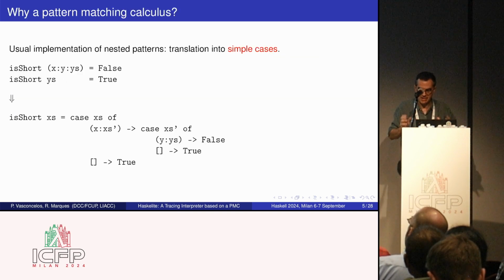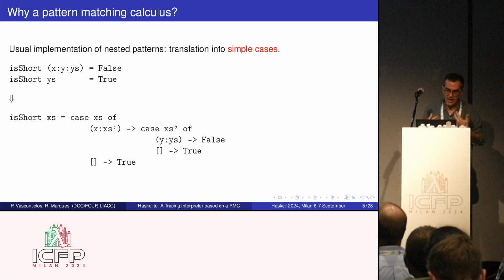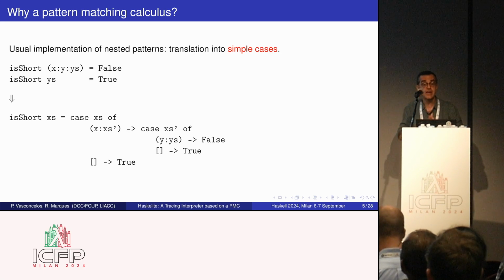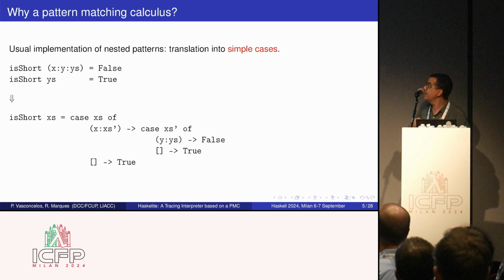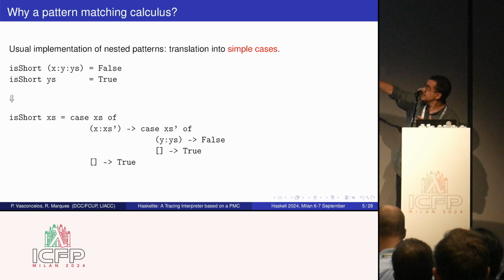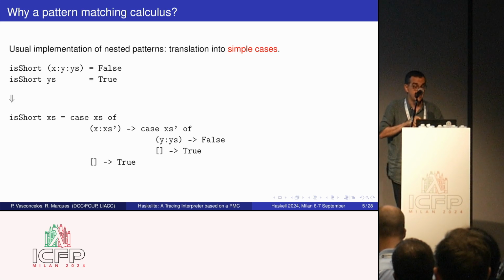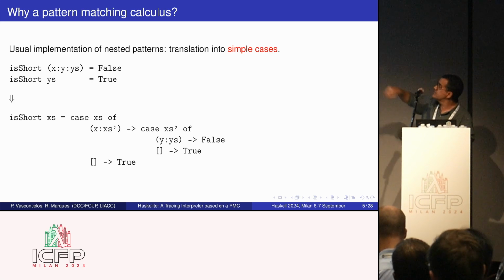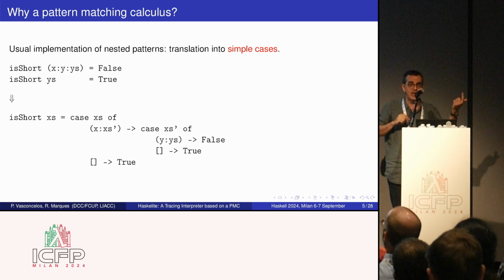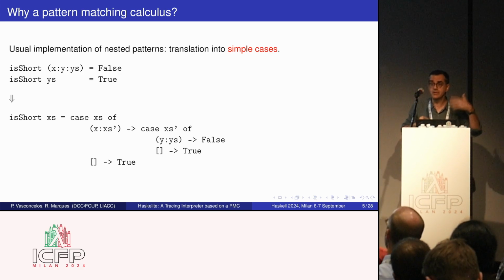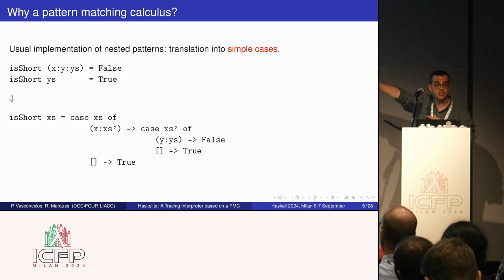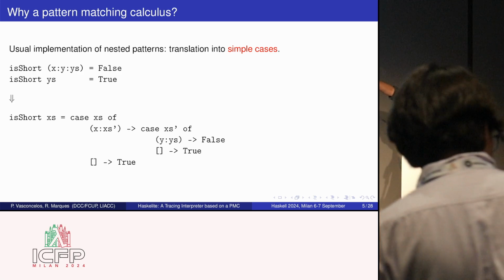But let's first start with the question of why I need a pattern matching calculus. The standard technique in lazy functional languages for implementing pattern matching, with nested and overlapping patterns, is to translate them into simple cases like those. That's a function that's supposed to tell me if a list is short. If it has at least two elements, it's not short, otherwise it is short. But the translation that something like GHC will do is the thing on the right.